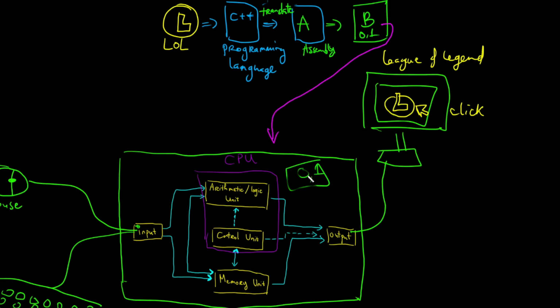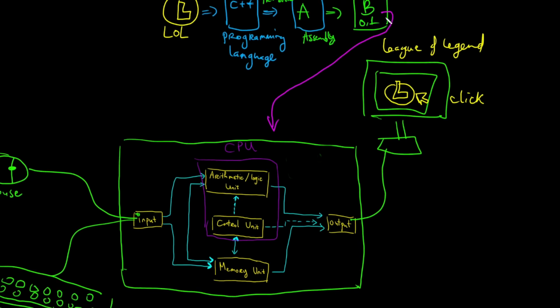You guys see the step, right? It's very cool, right? Like from a League of Legends game, you have C++, you have to translate it to assembly, and from assembly you translate to binary, which is 0 and 1, the real language of the computer, to make it understand. Okay, so for this binary right here, where is it going to go after it translates to binary?